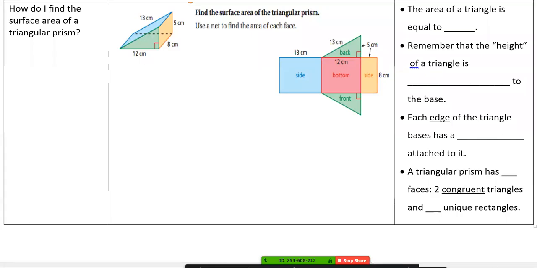Oh man, surface area is so easy. I agree. It's the easiest thing I've ever done in my life. I don't think it's easy at all. How do I find the surface area of a triangular prism? I think it's hard. I think there's a hard section.